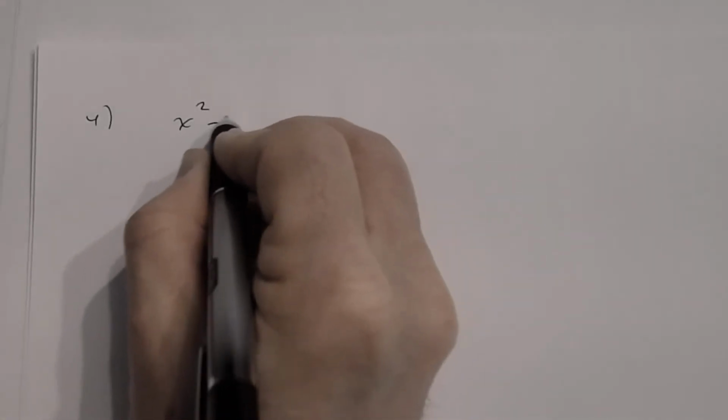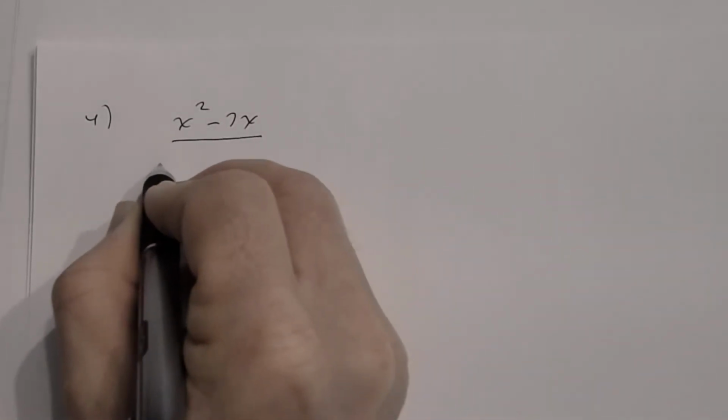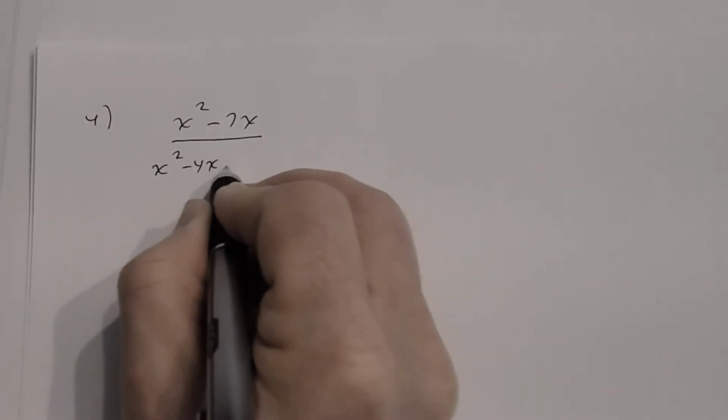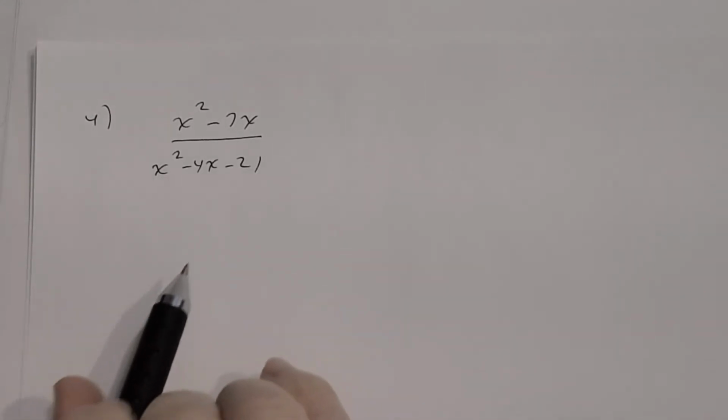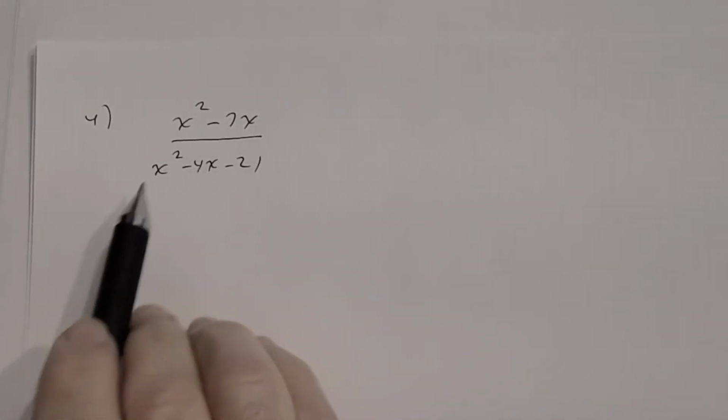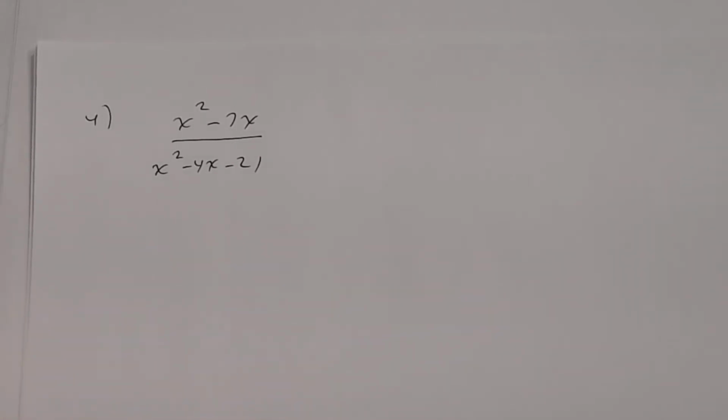All right, number 4. Let's suppose we had this for number 4: x squared minus 7x divided by x squared minus 4x minus 21. All right, so what's the first step? Well, the first step is to factor your polynomial. So we're going to factor the numerator and the denominator. That's why in the last module you spent a lot of time on factoring, because what you learned in the previous module is needed throughout this module on rational expressions and equations.